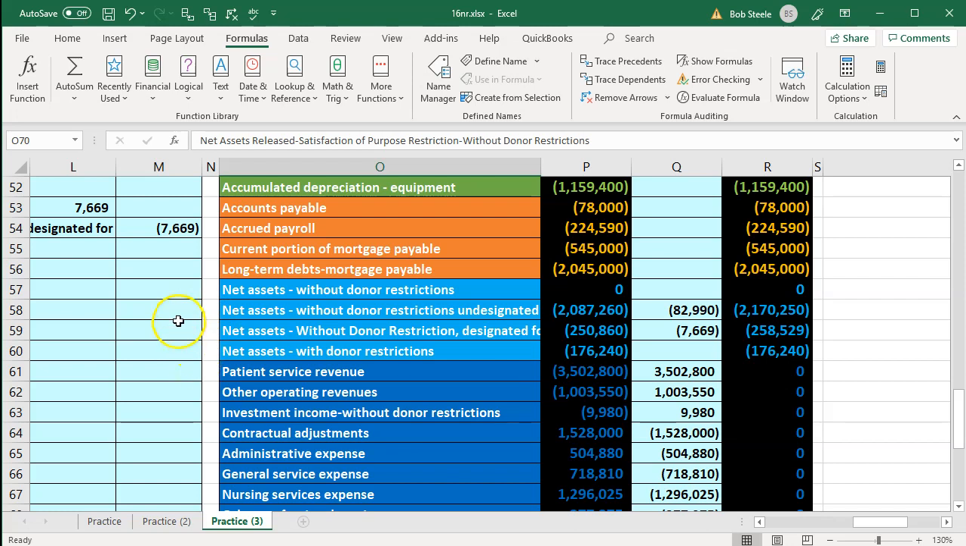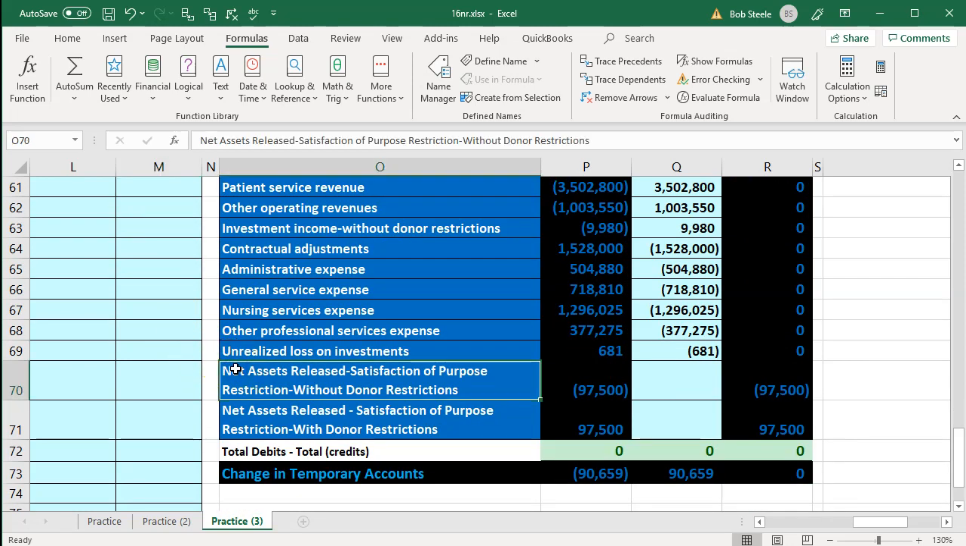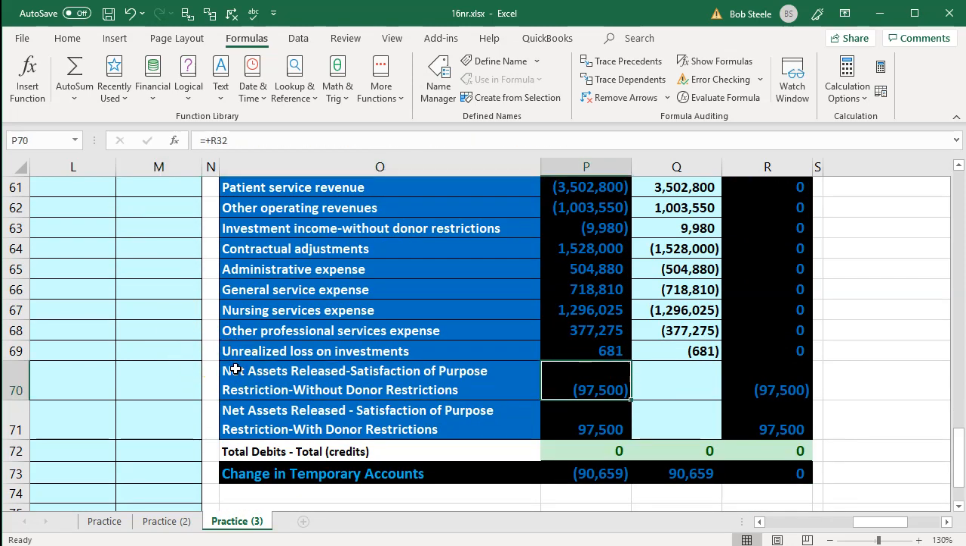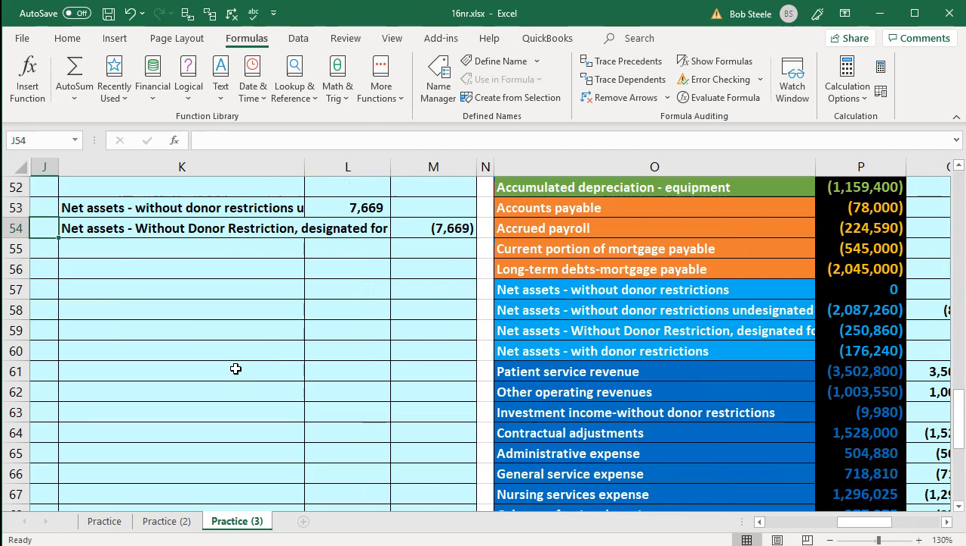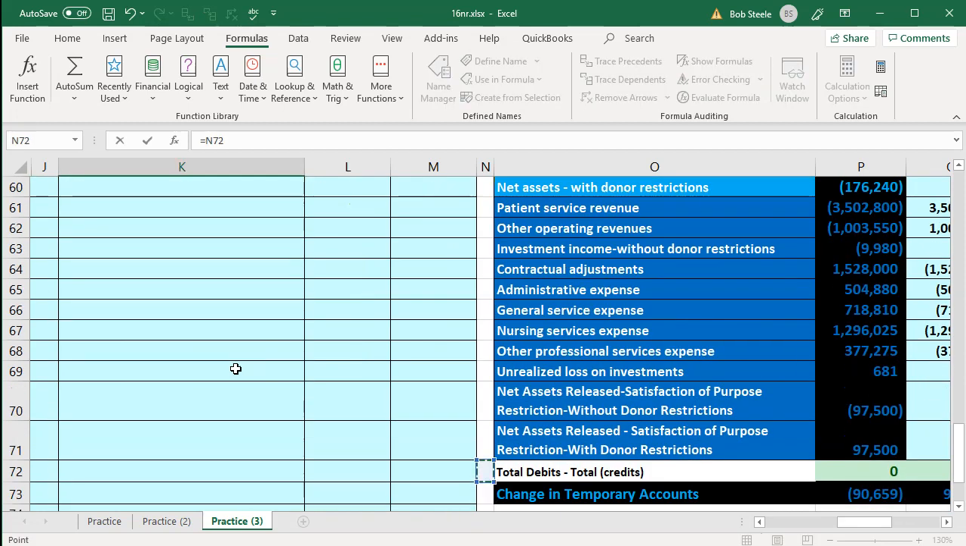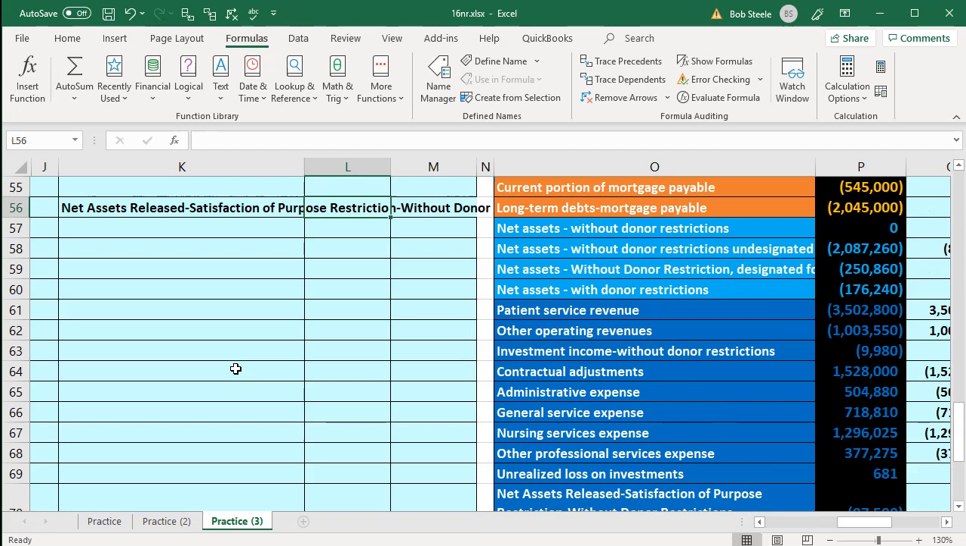I think it's easiest to do this with two separate journal entries. First, closing this one out. That has a credit balance in it. We're going to do the opposite thing to it in order to close it, which will be a debit. So I'm going to scroll back up top. We're going to have a new journal entry. This will be equal to this item, net assets released from restriction without donor restrictions. And that's going to be, I'm going to say, a debit.